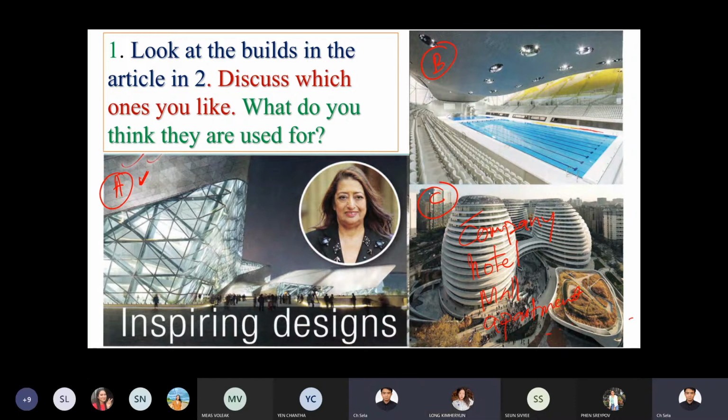Because I like to watch, they are swimming. Okay, so you mean this one is used for sport, right? Swimming. Yes. Yeah, it's for sport. Like you like to see people swimming. How about you? Do you want to swim? No. No, you don't want to. What happened? Why? Are you afraid of water? No. I like to swim, but I can't swim.